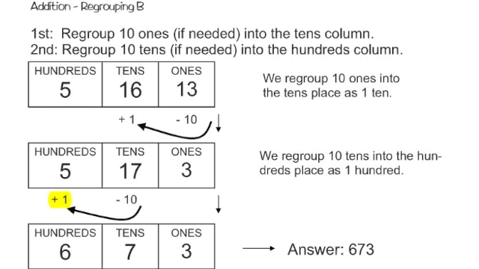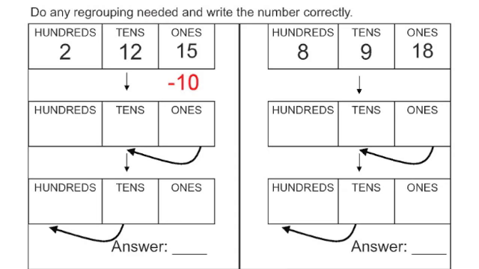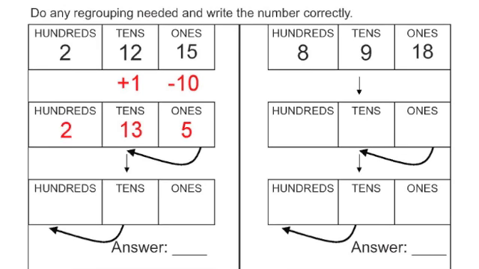So let's try another example. I have 2 hundreds, 12 tens, and 15 ones. Can I regroup the ones? Yes. I can take 10 away from the ones column, and I can also add 1 into the tens column because of it. So now instead of 15 ones, I now have 5. Instead of 12 tens, I now have 13, and I still have 2 hundreds to start. Now let's look at step 2.